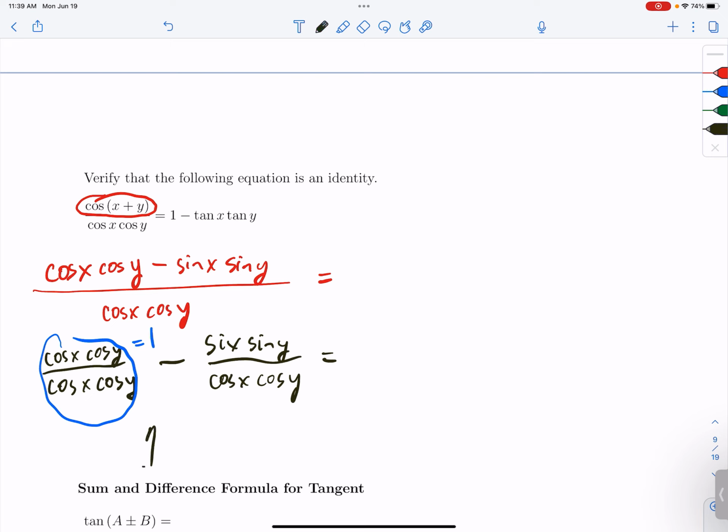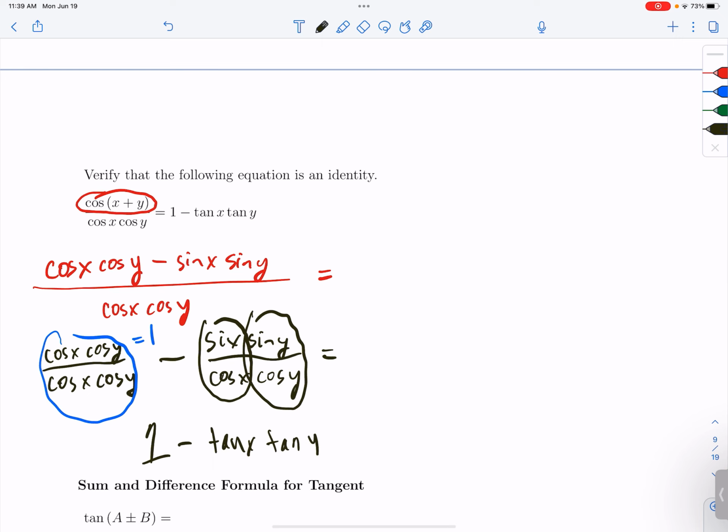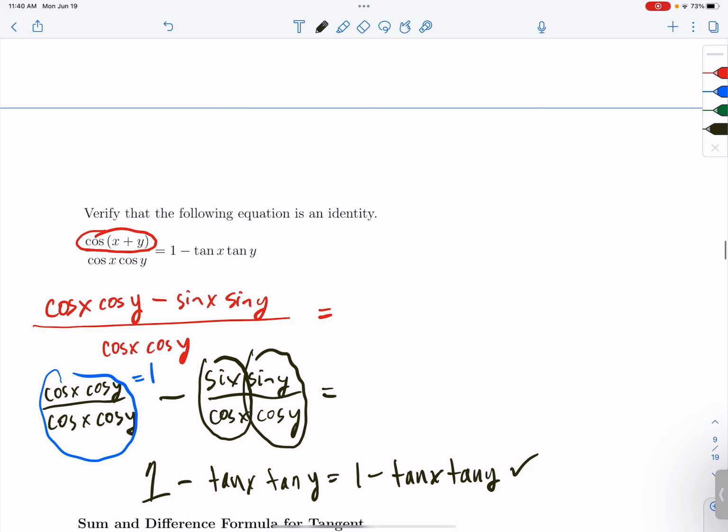So I have a 1 minus, and then I have sine of x over cosine x. Sine over cosine is tangent, so that's just tangent of x. And then sine of y over cosine y is just tangent of y. And that is exactly what's on the right-hand side. So this one, just by using that identity in that first step, that gets it to us.